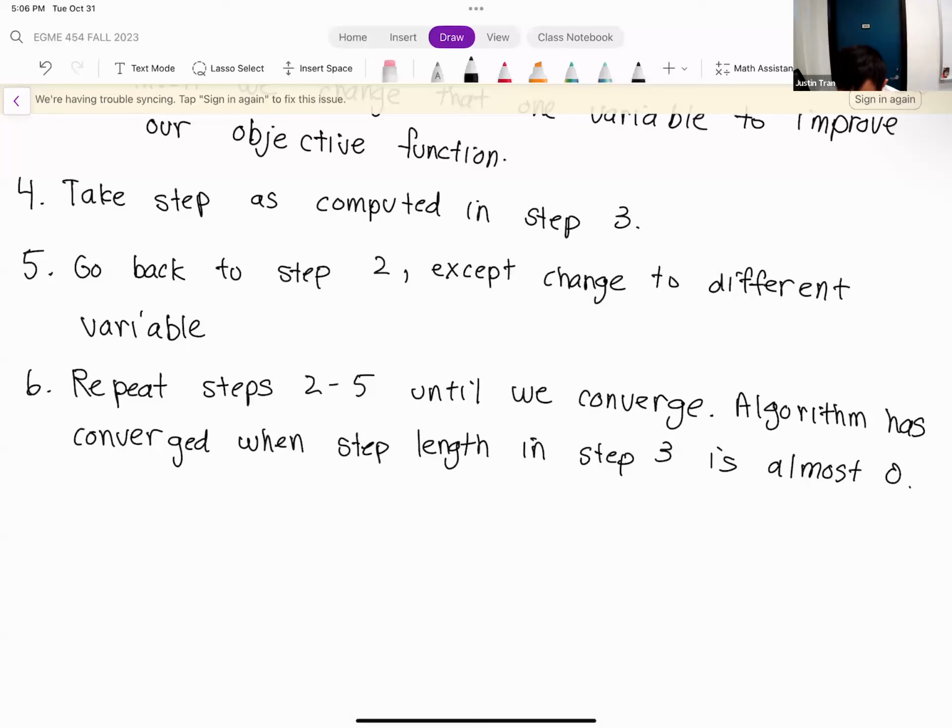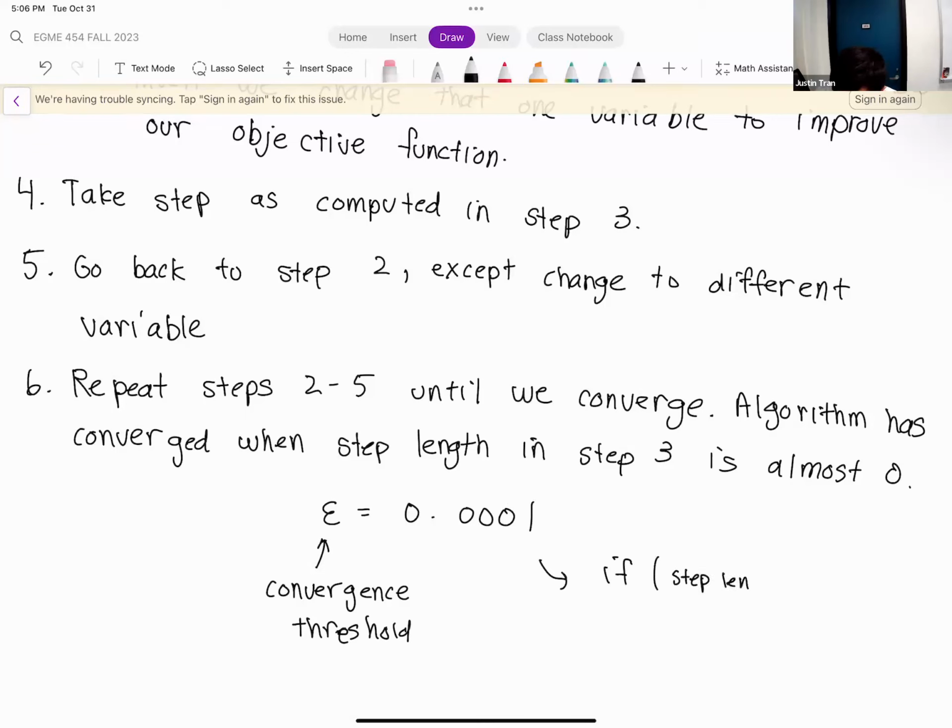Okay. And so typically what we usually do is we define some variable here. And so this variable here, we'll call this the convergence threshold. Usually we pick some kind of very, very small number for this. So let's say it's 0.0001. And so basically we're gonna check. So if our step length is less than epsilon, our convergence threshold, okay, then we are done. Converged.